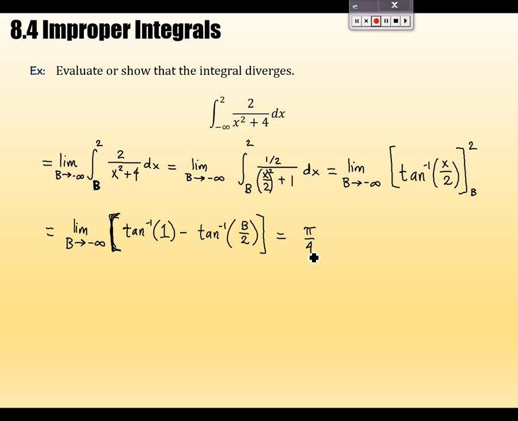And what happens for the inverse tangent? For me, it's helpful if I understand and remember what the graph of inverse tangent looks like, but you don't have to. As b goes toward negative infinity, I'm basically asking you, what's the inverse tangent of negative infinity? Negative pi over 2. Again, for me, I'm just thinking graphically. The inverse tangent function looks kind of like this.